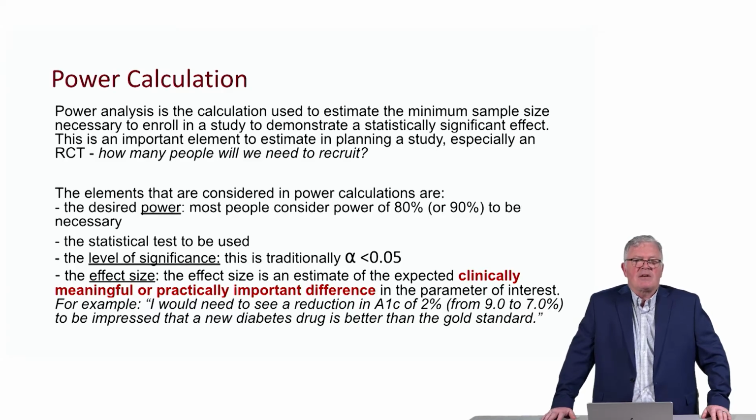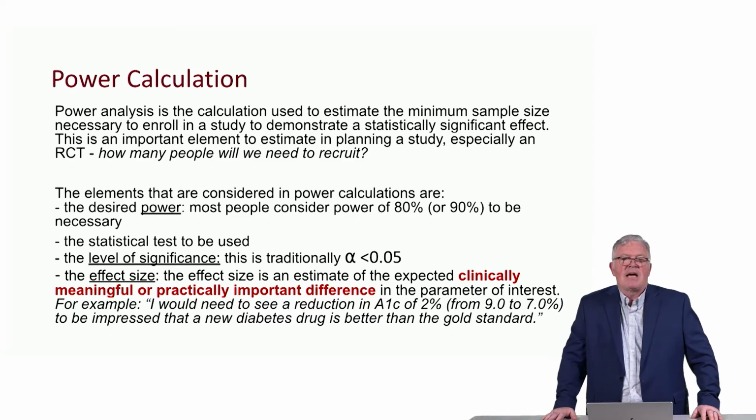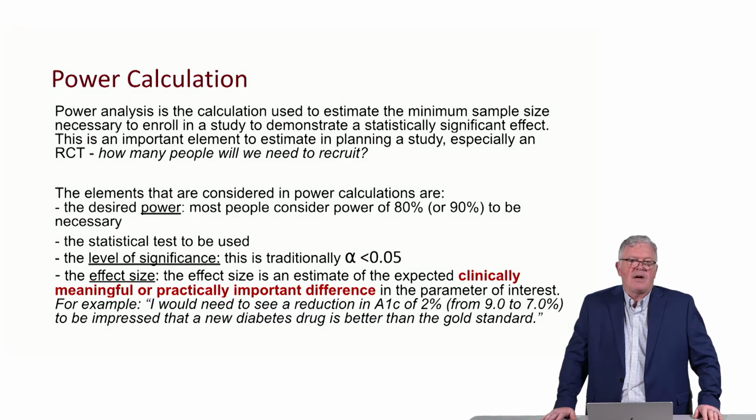So the elements that are considered in power calculations are, 1, the desired power. Most people consider power of 80% or 90% to be necessary. The statistical test that we're going to be using, the level of significance, we've talked elsewhere that this is traditionally alpha less than 0.05, and then the effect size. The effect size is an estimate of the expected clinically meaningful or practically important difference in the parameter of interest.